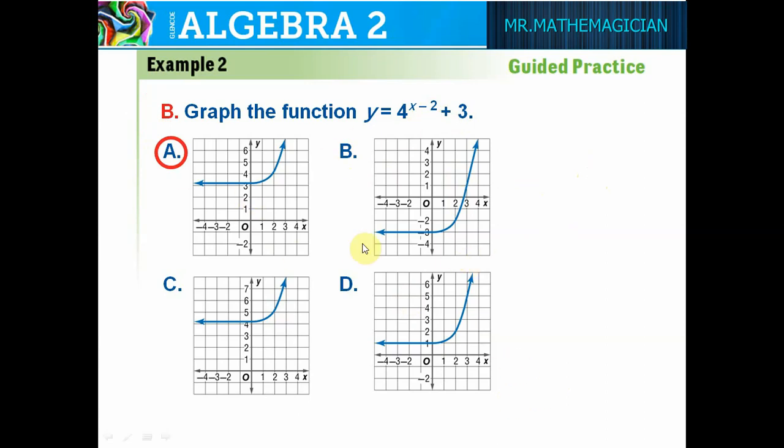Or, to know the actual answer, you can pick a number and try to guess. For example, let's take the number 2. If you substitute x as 2, this will be 2 minus 2, 0. 4 to the power of 0 will give you 1. 1 plus 3 is 4. So if you substitute x as 2, the answer should be 4. And it's clear that (2, 4) belongs to the graph of choice A.